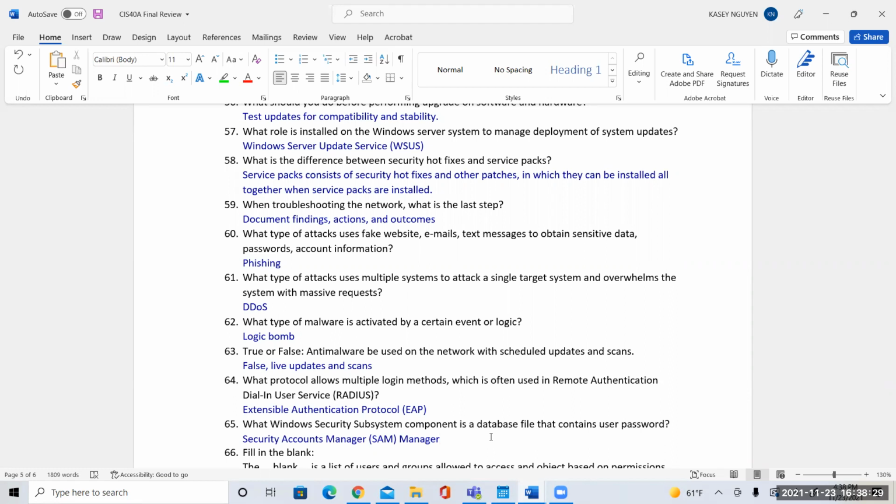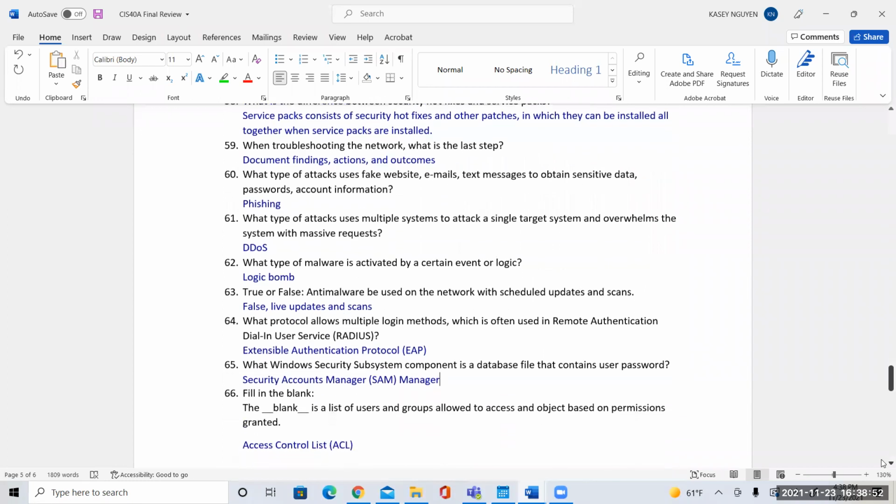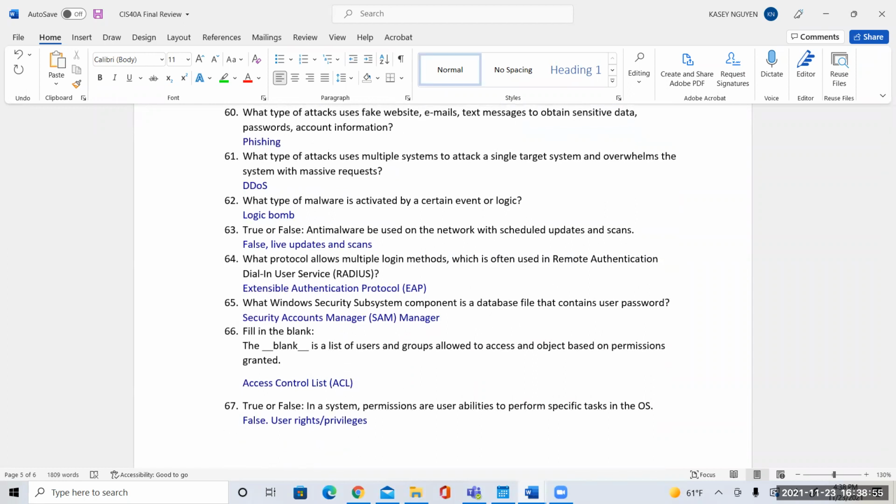Network Plus expects you to know the process for authentication, and not only that, other certifications also do too. But that really shows how you would know access control is to really understand how access token is generated. Okay, so look at the last notes and it goes into the detail of the subsystem. All OS have some kind of subsystem for authentication. All right, 66, fill in the blank. The blank is a list of users and groups that's allowed to access an object based on permissions granted. That will be your access control list.